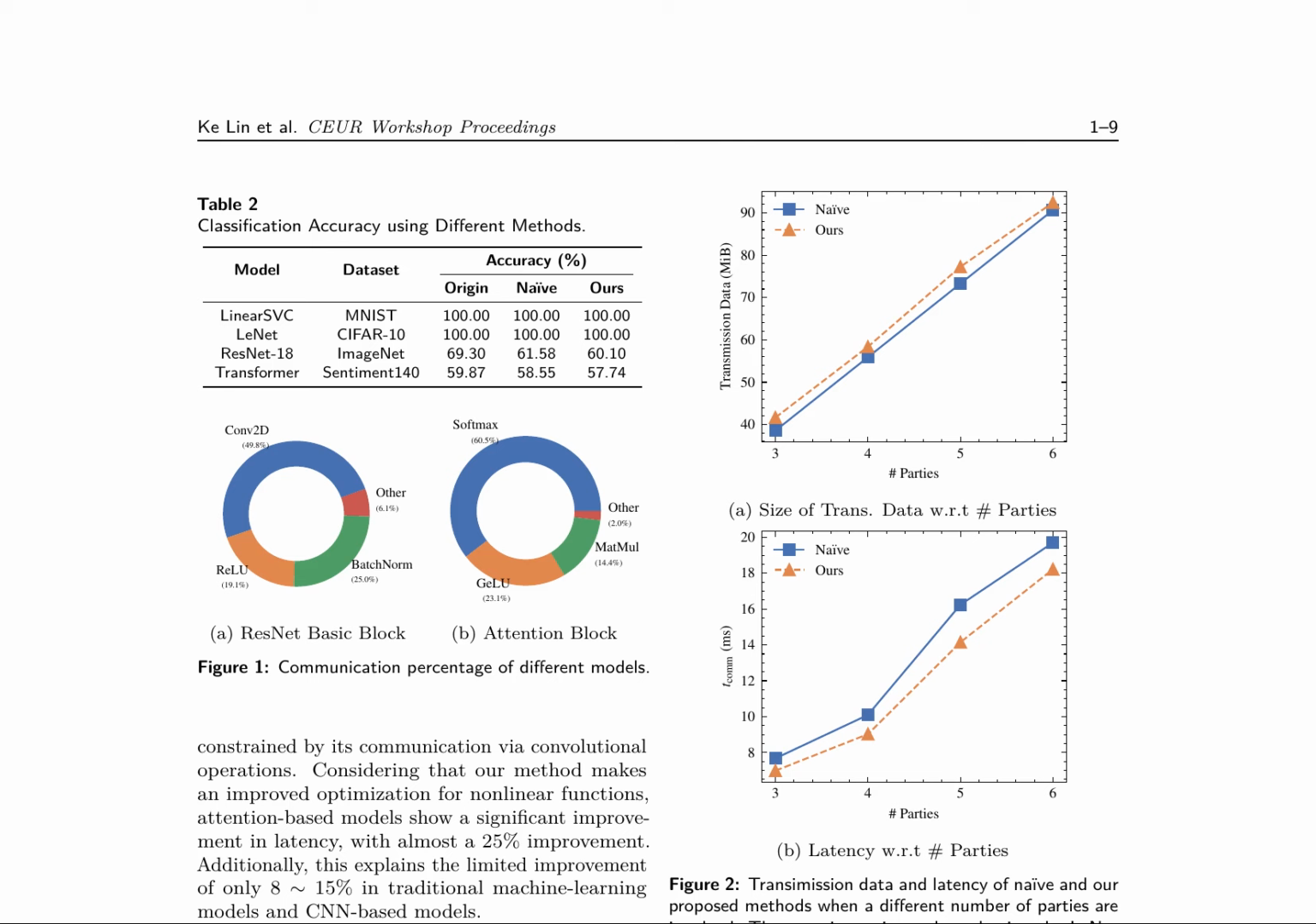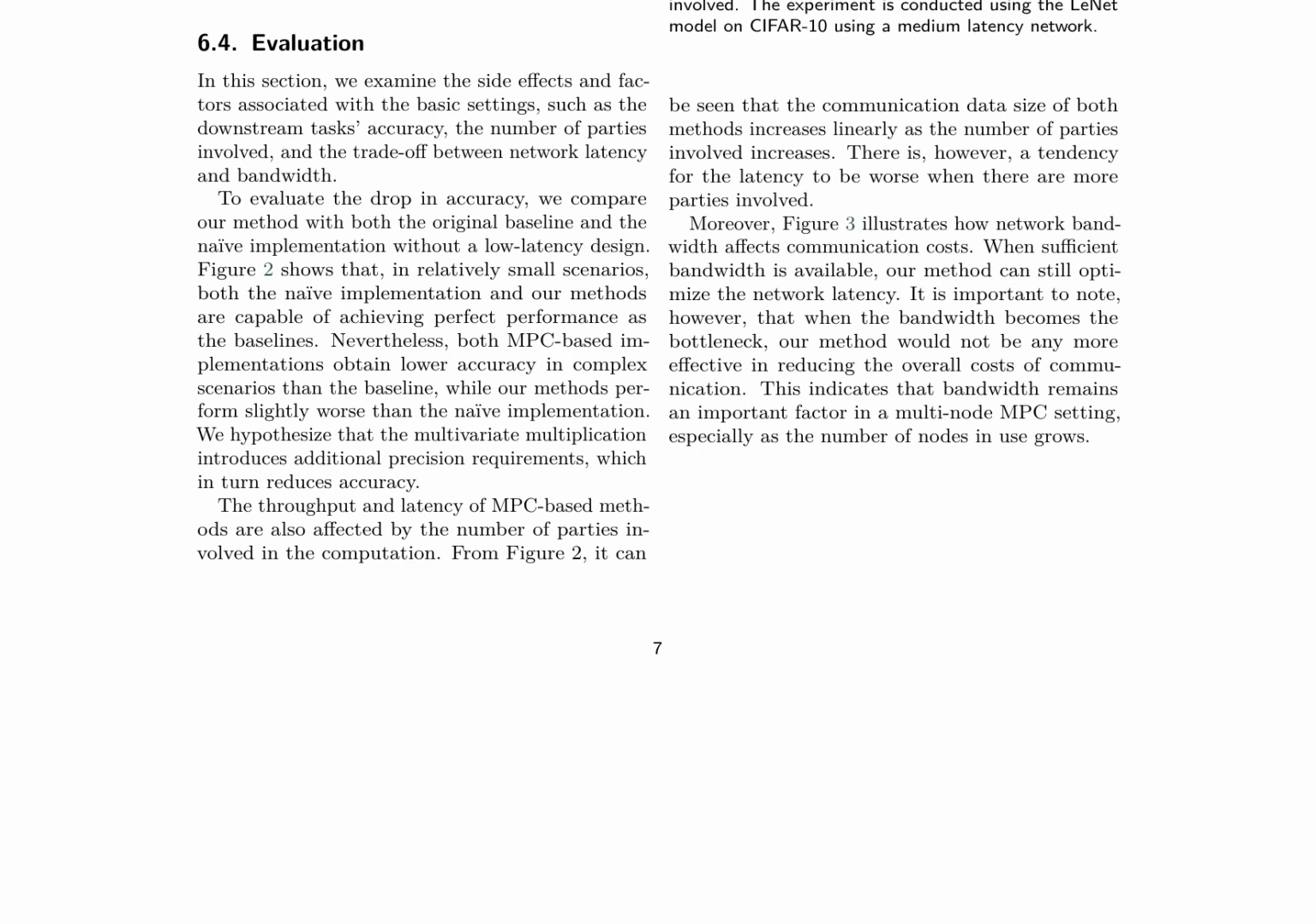The evaluation section examines the side effects and factors associated with the basic settings, including the downstream task's accuracy, the number of parties involved, and the trade-off between network latency and bandwidth. Figure 2 compares the drop in accuracy between the proposed method, the original baseline, and the naive implementation.